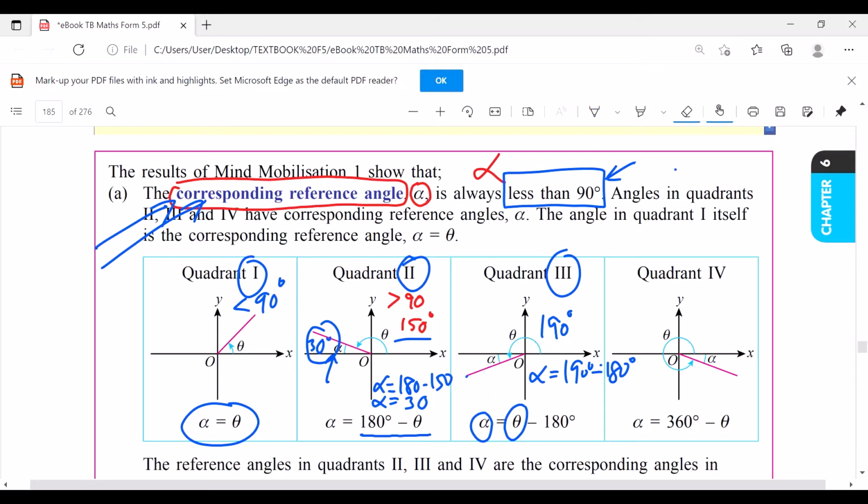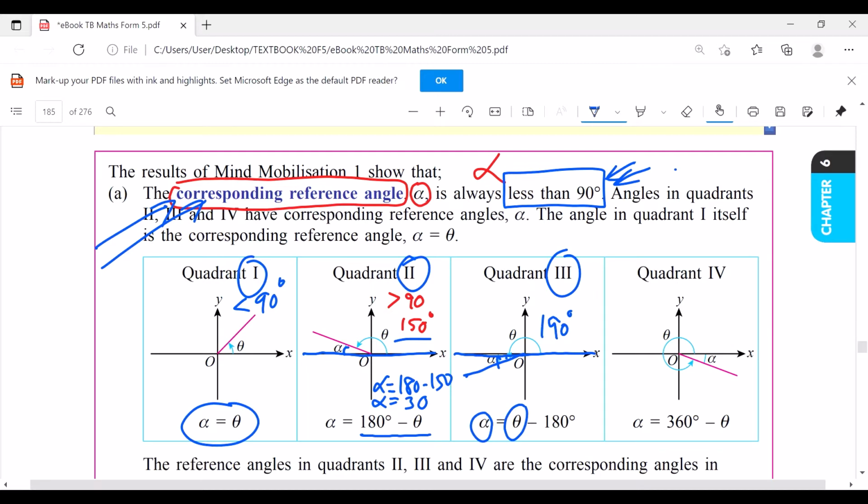And one thing very important I need to stress here is your alpha, the corresponding reference angle, will always be from the x-axis. Here is the x-axis, and this is your alpha. Here also, if you look at here, this is your x-axis and this is your alpha. And it is always less than 90 degrees.